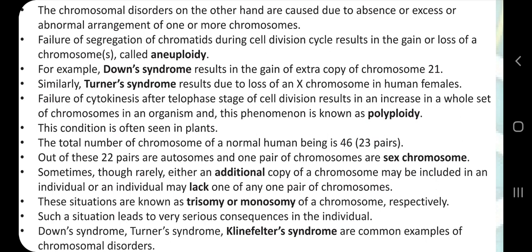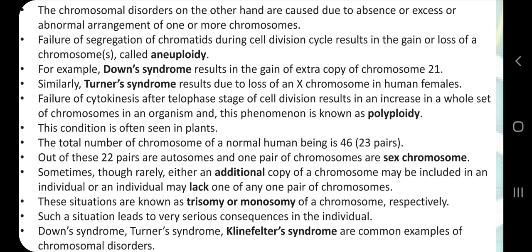See, poly means many. So polyploidy is having many sets of chromosomes, and this phenomenon is observed more frequently in plants. This condition is often seen in plants. We will not observe any of these ploidy conditions in humans or animals.